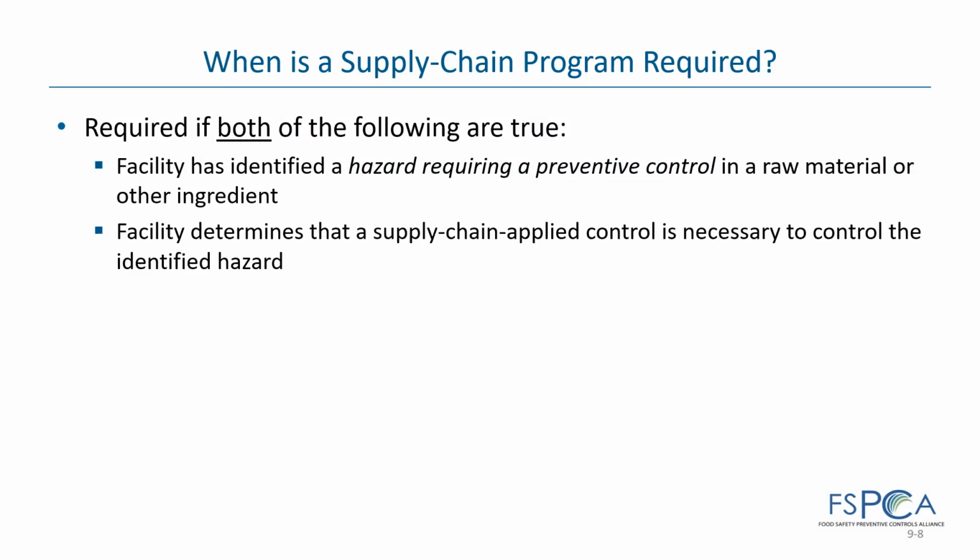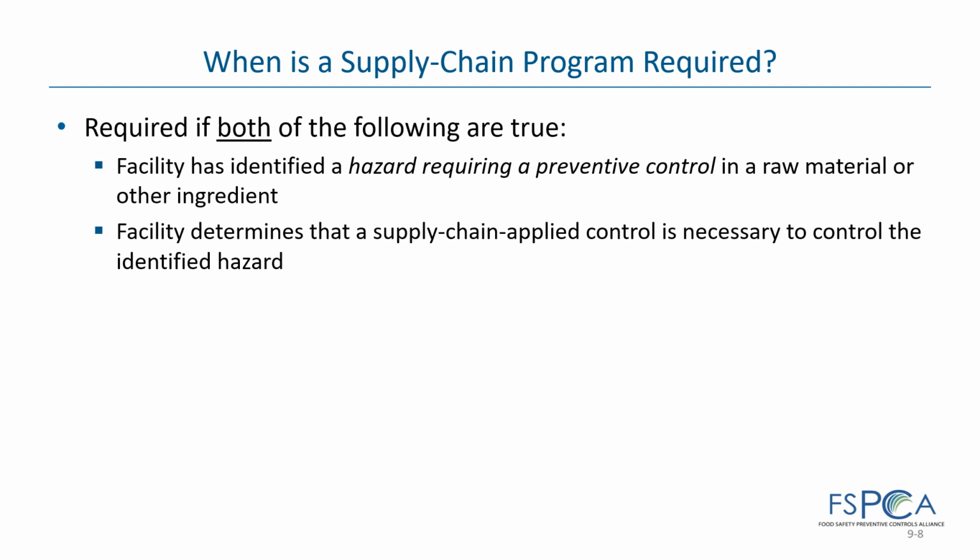practice. So when is a supply chain program required? This is required if both of the following things are true, and this is kind of what I just said on the last slide. First of all, the facility has identified they have a hazard requiring a preventive control. Remember that not all facilities are going to come to that decision. Some facilities will not have a hazard requiring a preventive control. Okay, so step one, they do have to decide they have a hazard requiring a preventive control.